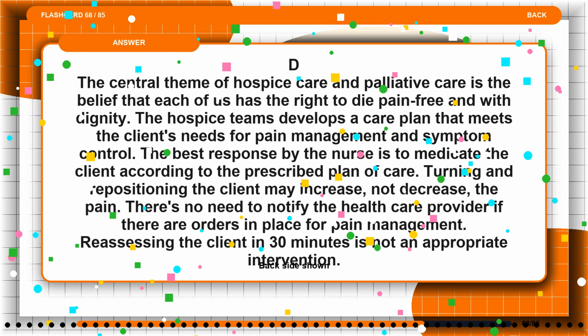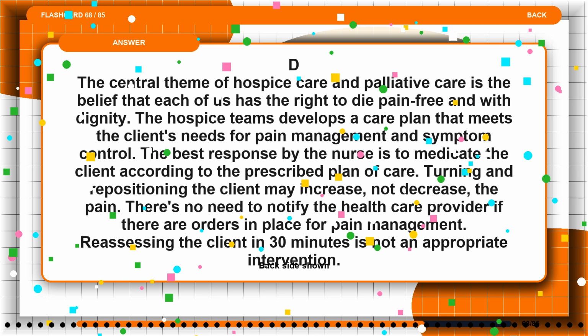The answer is D. The central theme of hospice care and palliative care is the belief that each of us has the right to die pain-free and with dignity. The hospice team develops a care plan that meets the client's needs for pain management and symptom control. The best response by the nurse is to medicate the client according to the prescribed plan of care.